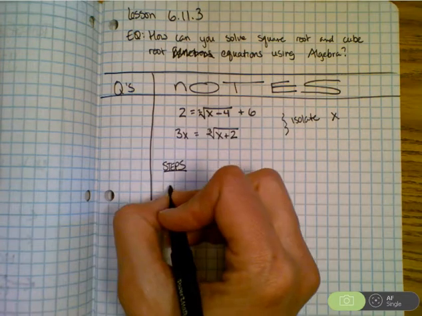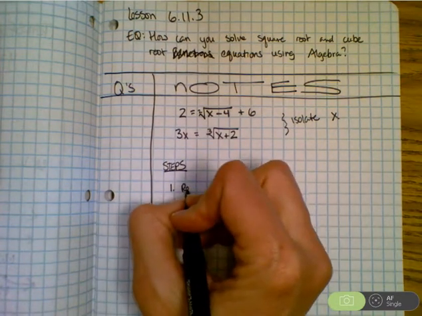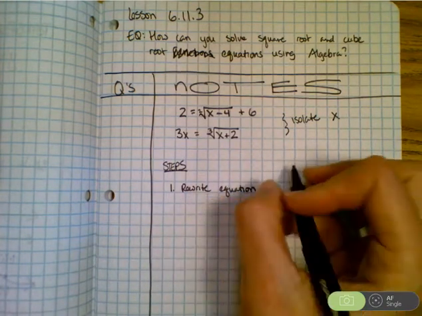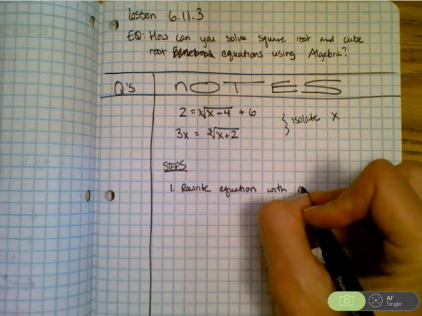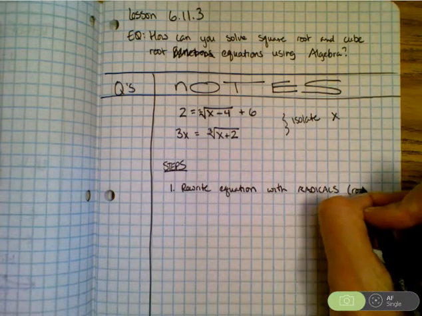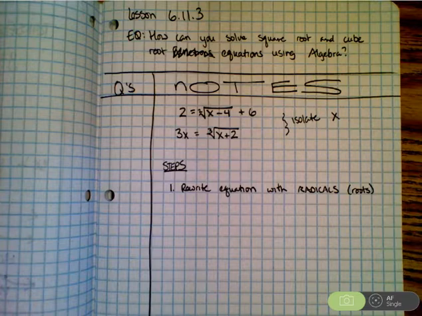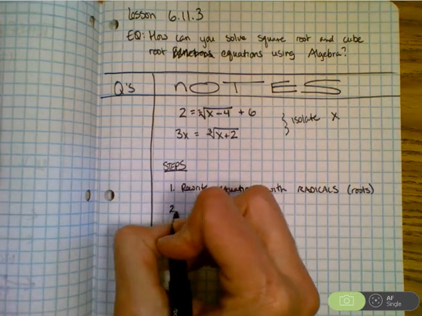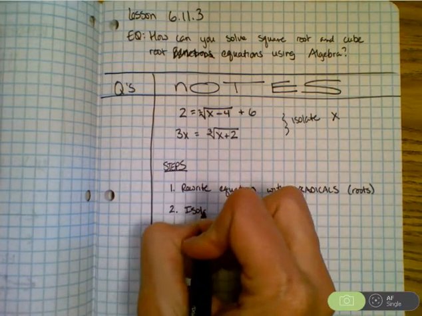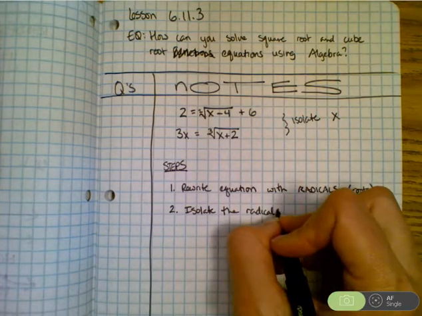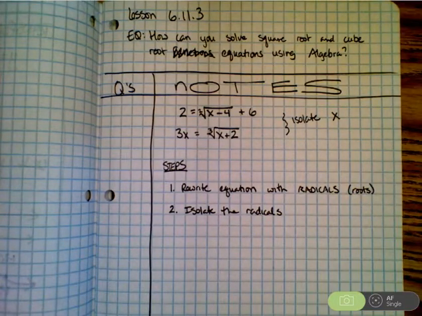So the couple additional things is we want to first rewrite our equation with radicals. Remember, radicals is another word for roots. So if you have a problem that has a power of 1/2 or 1/3, you would rewrite it with roots first. Next, you're going to isolate the radical. So you're going to move everything to one side, so you just have a square root or cube root by itself.